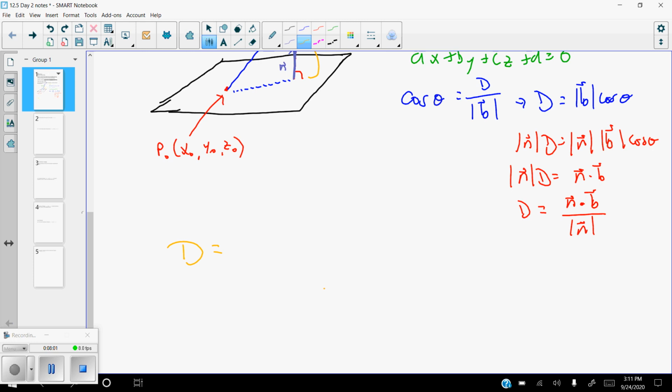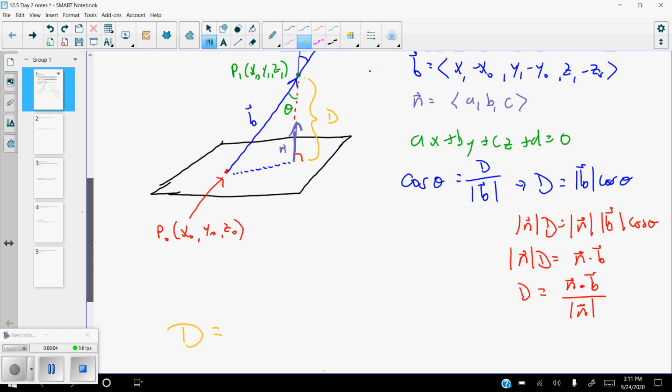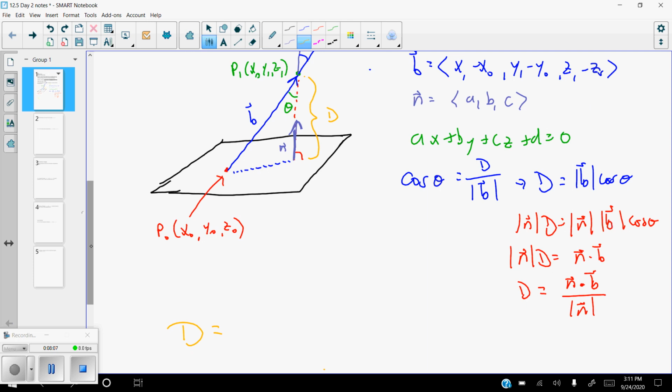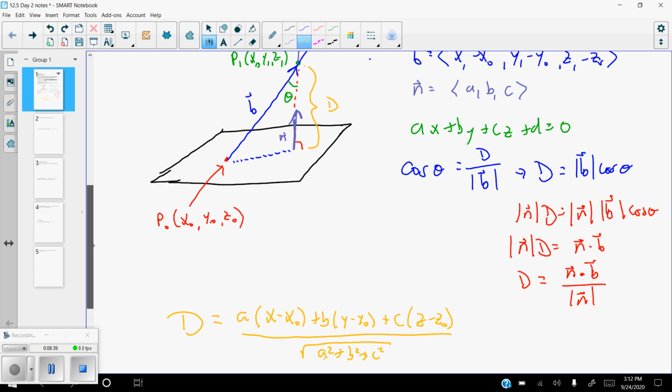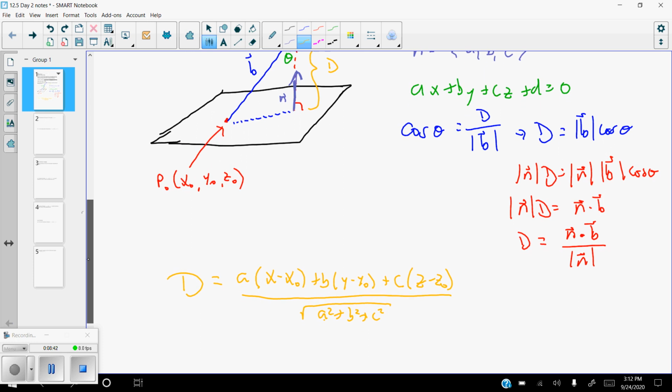So d itself can be written as the dot product of n and b over the magnitude of n. So let's find the dot product of n and b. That's going to be a times (x minus x naught) plus b times (y minus y naught) plus c times (z minus z naught), over the magnitude of n. But the magnitude of n is just the square root of each one of n's components squared, added together. It's actually a pretty good formula, but we're going to simplify it even a little bit more.